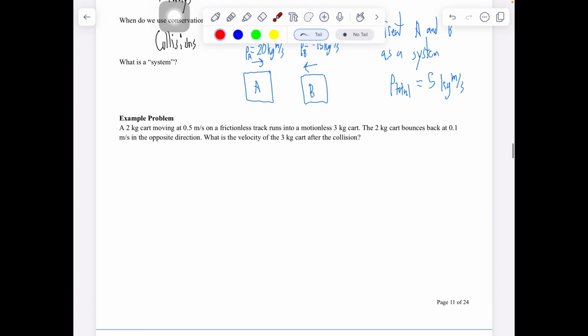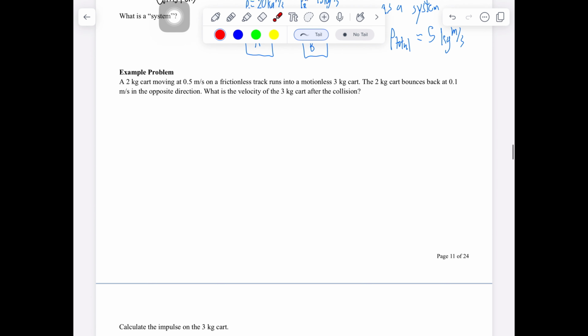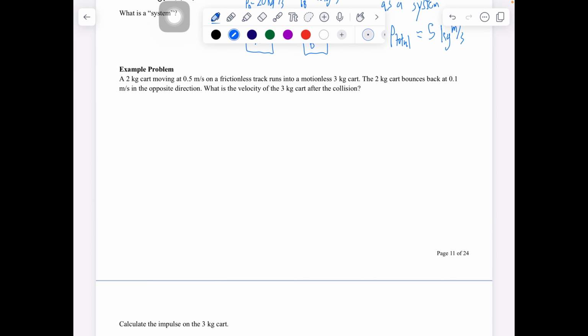Well, let's do an example. If we have a 2 kilogram cart moving at 0.5 meters per second on a frictionless track, runs into a motionless 3 kilogram cart, the 2 kilogram cart bounces back at 0.1 meters per second in the opposite direction. What is the velocity of the 3 kilogram cart after the collision?